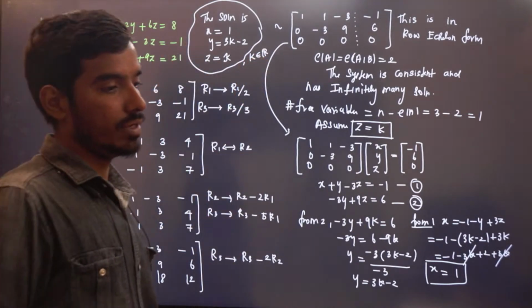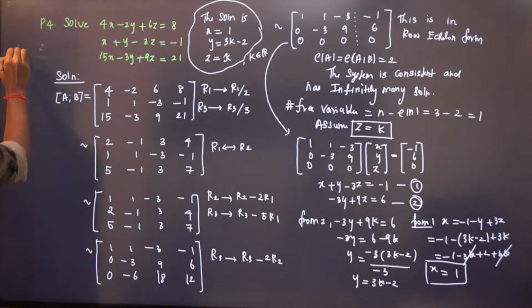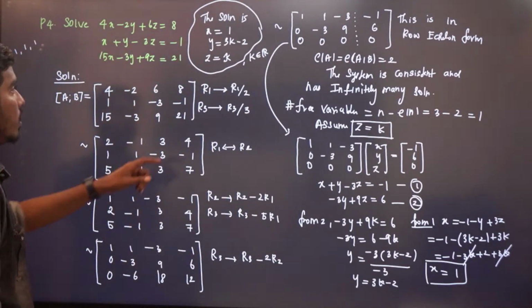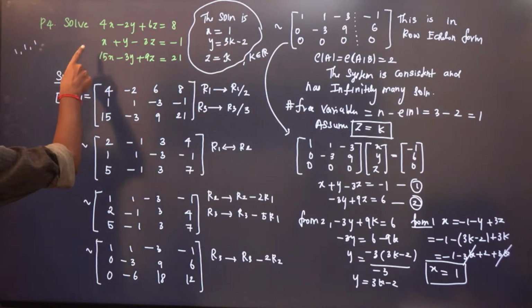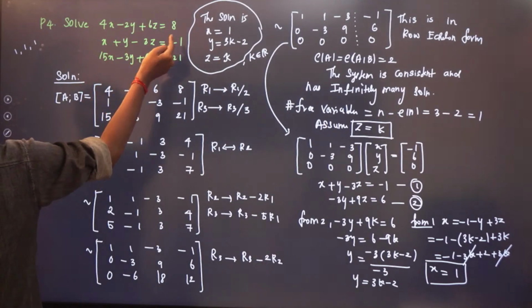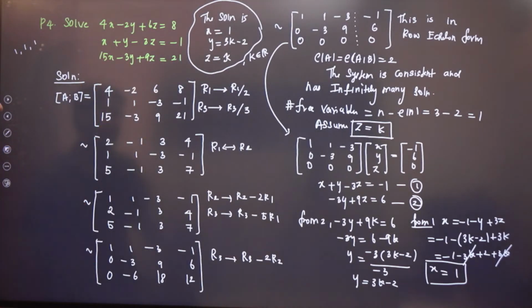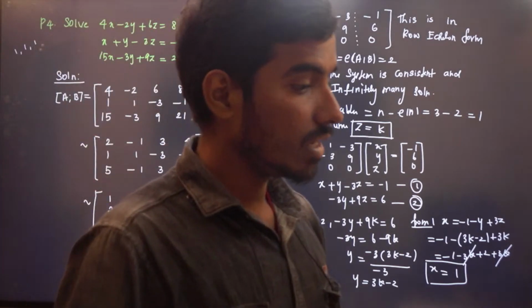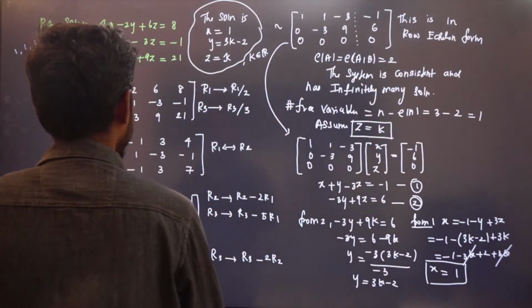For example, you take k equal to 1. K equal to 1, then 1 comma 1 comma 1, right? If k is 1, 3 minus 2 is 1. This will be a solution. Check it out. 4 minus 2 is 2, 2 plus 6 is 8; 1 plus 1 is 2, 2 minus 3 is minus 1; 15 minus 6 is 12, 12 plus 9 is 21. So therefore, if you vary k, you will get infinitely many solutions, right?